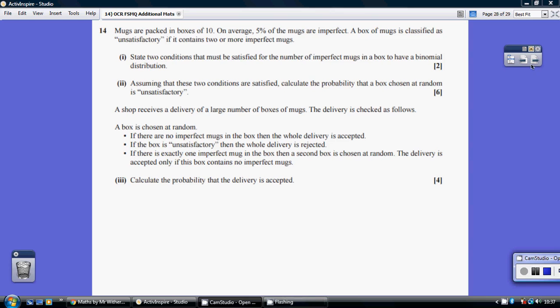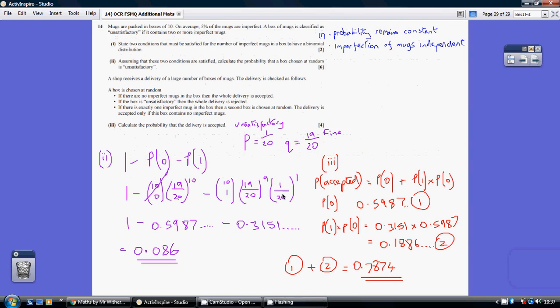Question 14. So, on average, 5% of the mugs are imperfect. So let's call our probability of an imperfect mug 1 over 20. So the probability that the mug is fine is 19 over 20. 5% is a 20th, 19 over 20, the difference.